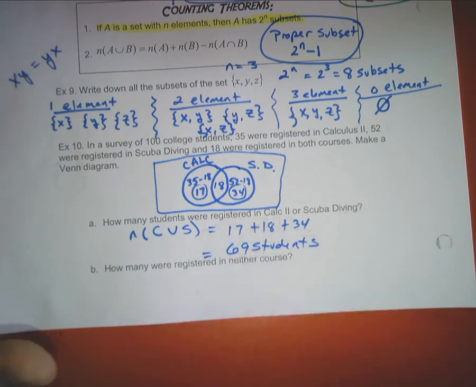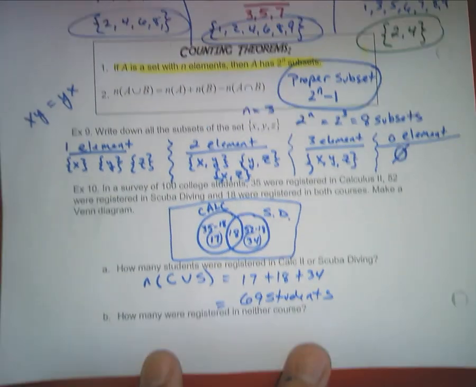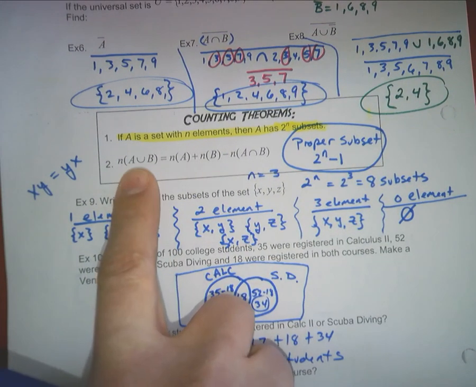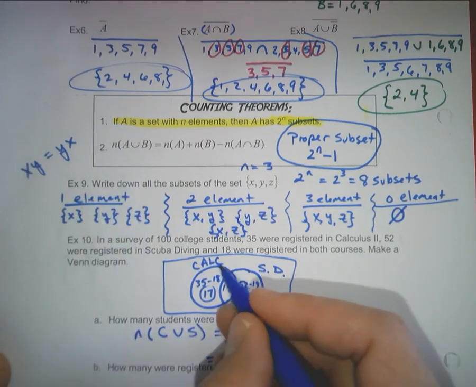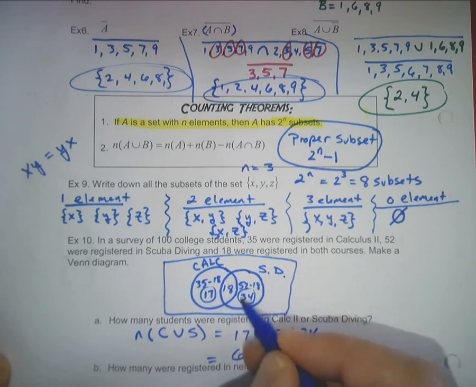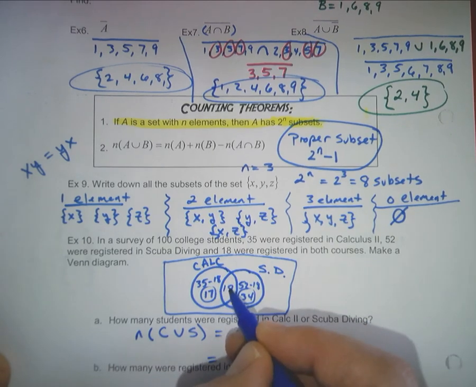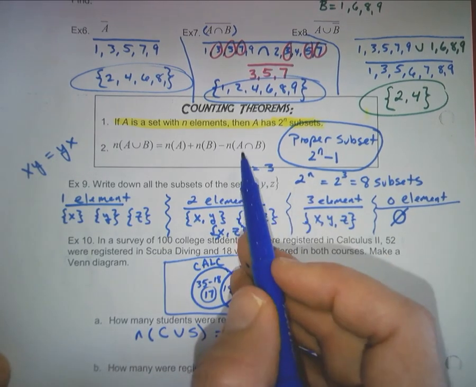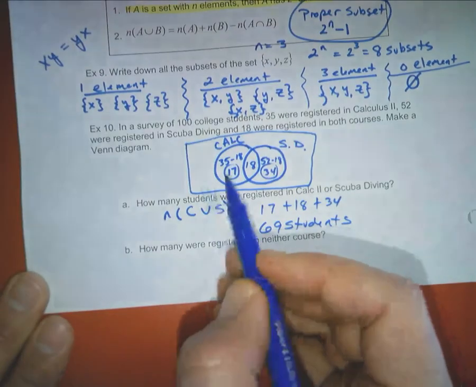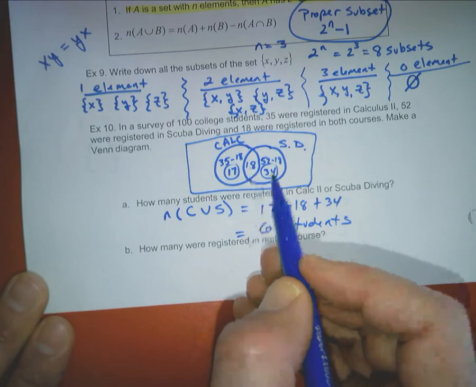So visually for me, a Venn diagram is very helpful. You could use this formula up here. Finding the union, you would have to add up all of these numbers in calc, all of these numbers in scuba diving, but you just added the 18 twice. So then you would have to subtract it. Or do what I do, which is just make a Venn diagram and just add those numbers up.